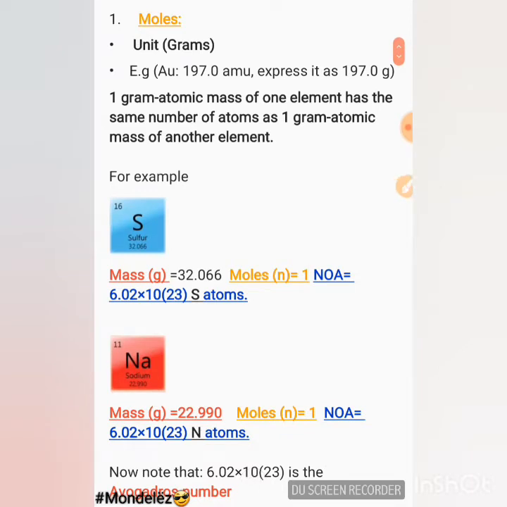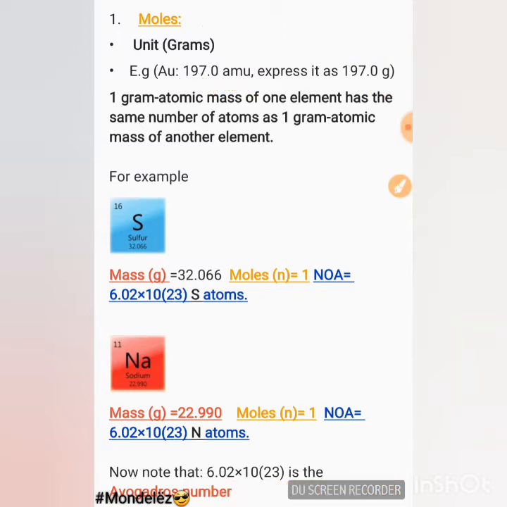For moles, the calculation of moles is going to be using our mass and our molar mass to calculate it, right? So how do we express the mass? You use the grams, okay? It is usually expressed as atomic mass unit, but we're going to express it as grams. So for example, for gold, it will be 197.0 atomic mass unit. You can express it as 197.0 grams.